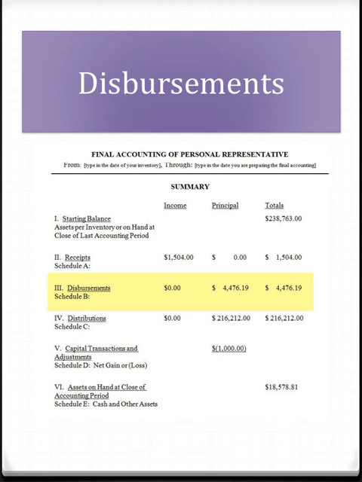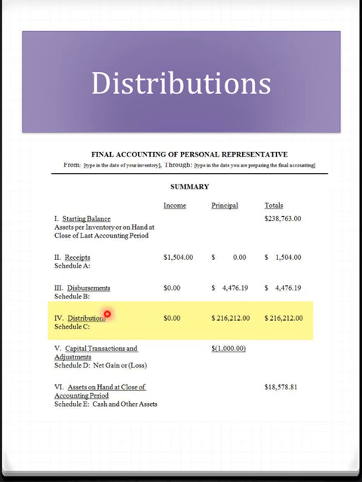Next, disbursements, excuse me. Got to be careful about that. Schedule B covers the disbursements. If you look at your Schedule B, you will see that under the income column there is a zero figure under the total. Under the principal column of Schedule B, there's a total of $4,476.19. This amount plus the income amount equals $4,476.19. So line 3 of disbursements from Schedule B is complete when you have these figures in there like this.